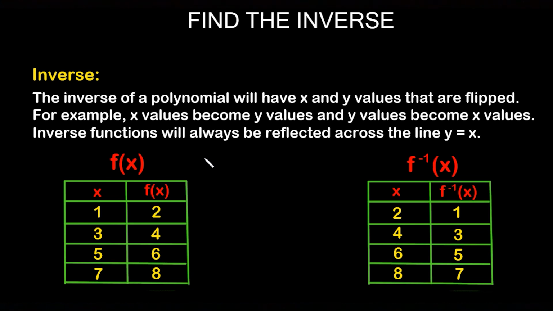And I have a definition right here, so you can go ahead and read it. It says the inverse of a polynomial will have x and y values that are flipped. For example, x values become y values and y values become x values. Now, this is pretty important.